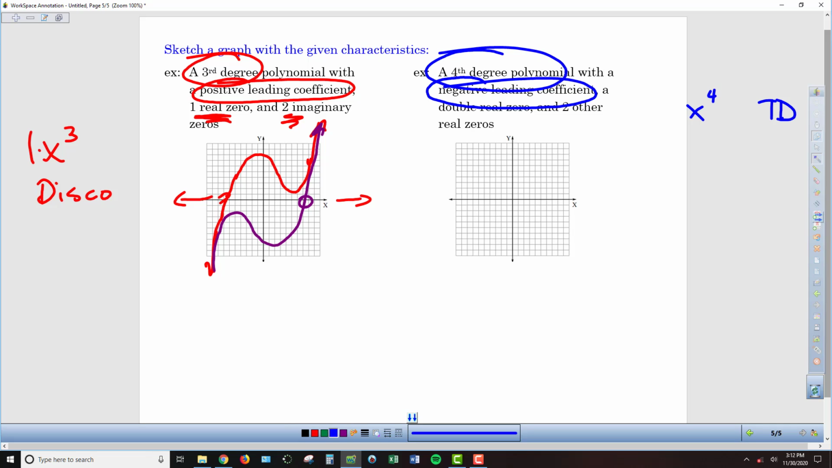Negative leading coefficient. So that means it's like a -3 in front here. Well, from our experience with the leading coefficient test, that tells us that both sides are going to be going down instead of up. And then finally we're told we have a double real zero. And so from our previous examples there, we know that that means that the graph is going to bump off of the x-axis someplace. But then we also have two other real zeros on top of that.